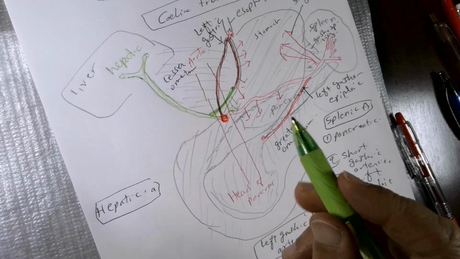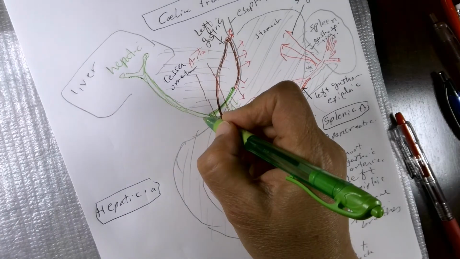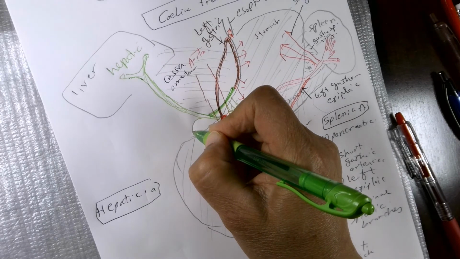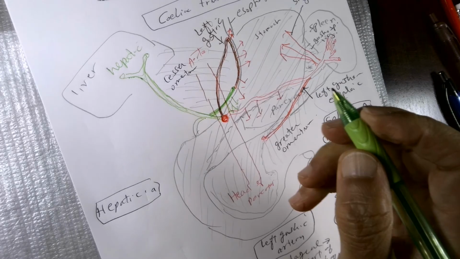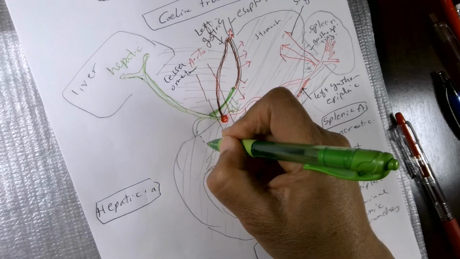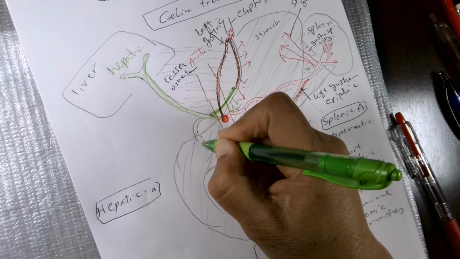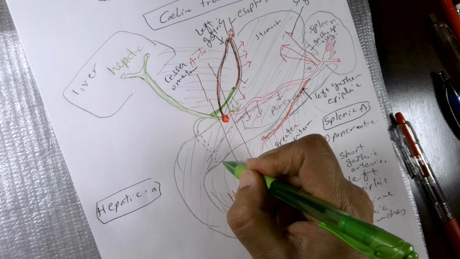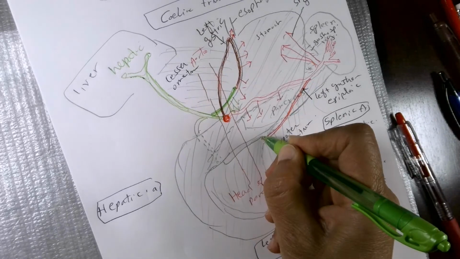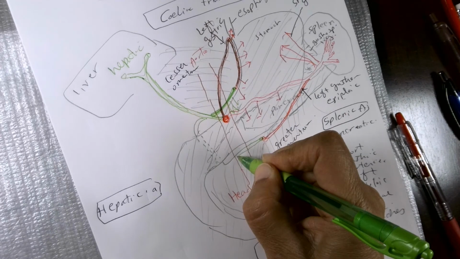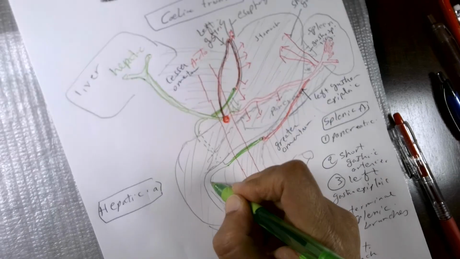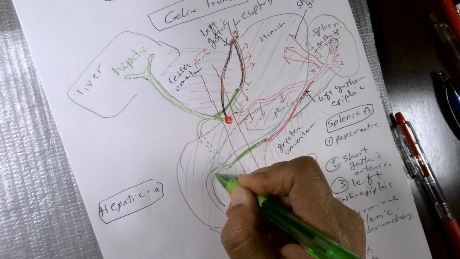Then the second branch, which is a very important branch, is called the gastroduodenal artery. Gastroduodenal descends behind the pylorus, or first part of the duodenum, like this. Then it divides into two branches. This branch is the right gastroepiploic, and this branch is called the superior pancreaticoduodenal.